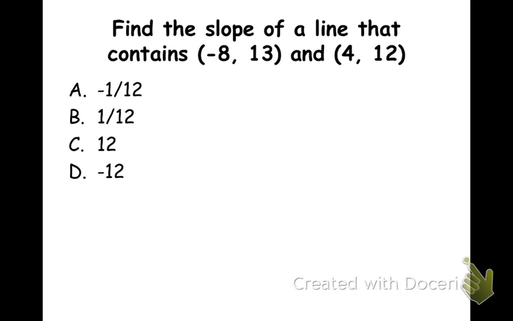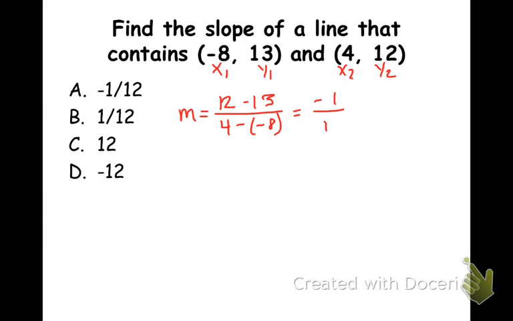Find the slope of the line containing these 2 points. So again, we'll label x1, y1, x2, and y2, and our slope m is going to be our y2 minus our y1 over our x2 minus our x1. We'll end up with -1 over 12 as our slope.